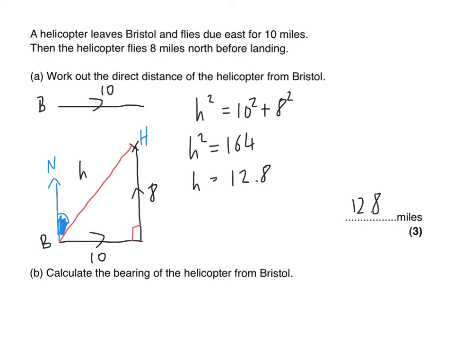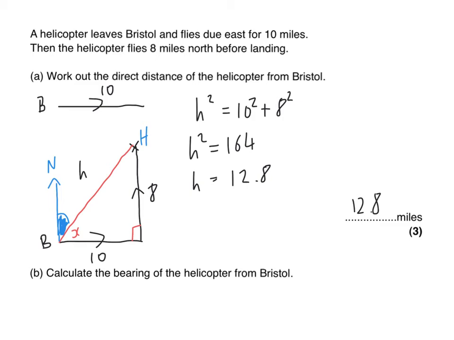Now it's not inside a triangle. You could make a triangle for that. However, if we just find out this angle in here, that would be fine, because we know that this should be a 90-degree angle. Why? Because this is east, and north and east make a 90-degree angle. So I want to work out this angle here. I'm going to call it x.